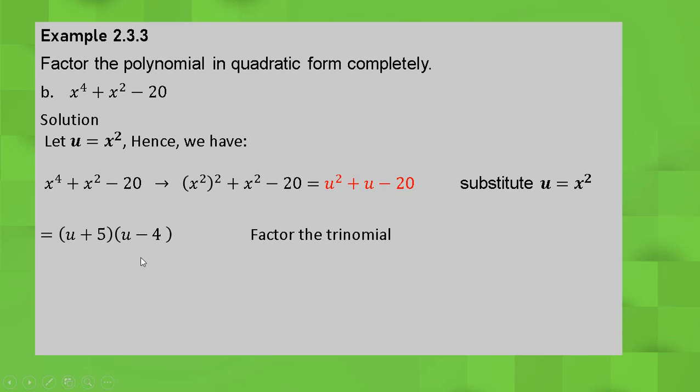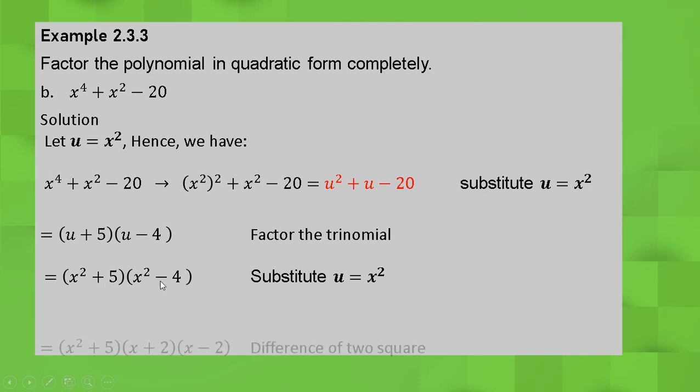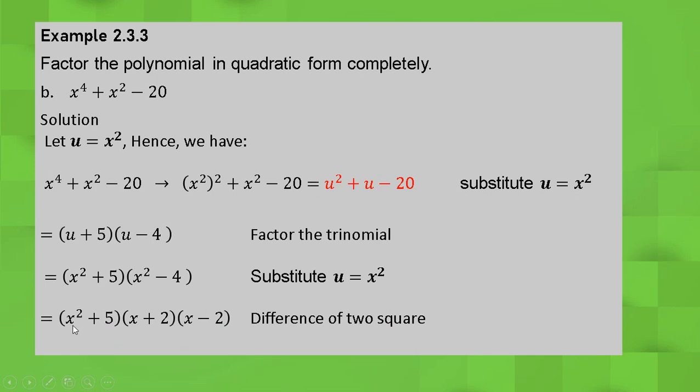And then factor the trinomial, u squared plus u minus 20. Find two numbers that when you multiply, the answer is negative 20. And when you add, the answer is positive 1. So that's 5 times negative 4 is negative 20. 5 plus negative 4 is positive 1. And then substitute u for x squared. Ibalik na si x squared. So we have x squared plus 5 and then x squared minus 4. This is familiar. That is the difference of two squares. So x squared plus 5 and then x plus 2, x minus 2.